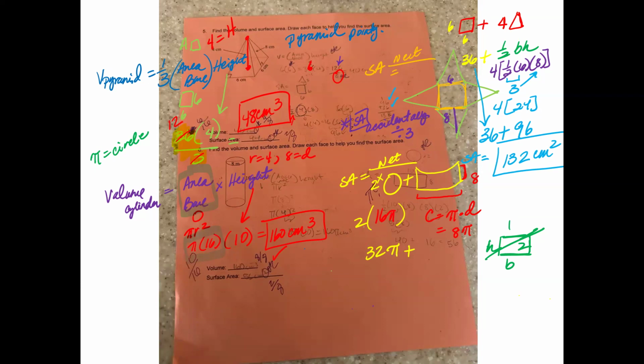So it's going to be what times what for this one? 8 times 8. Yeah, 64 what? Pi. When you add it together, what do you get? 96 pi centimeters squared. Yep, you got it.